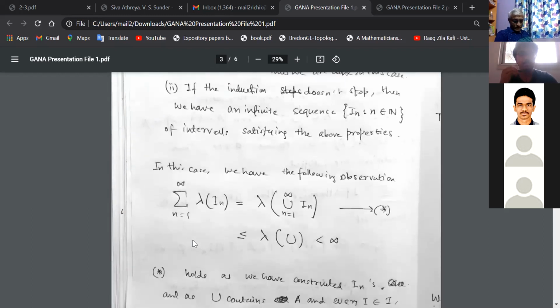And if we can't find any such capital N, so the process doesn't stop, then we have an infinite sequence In, n belonging to the natural numbers, of intervals satisfying the above properties.